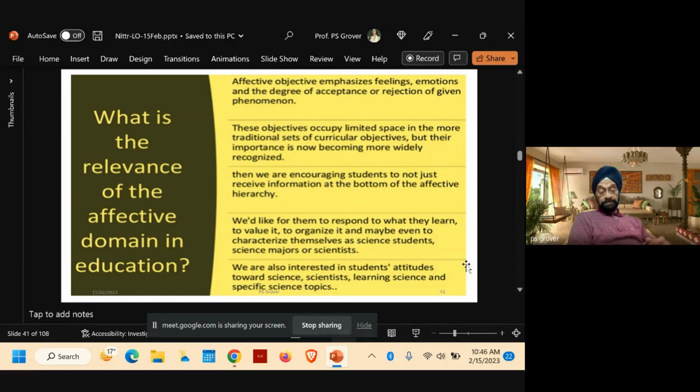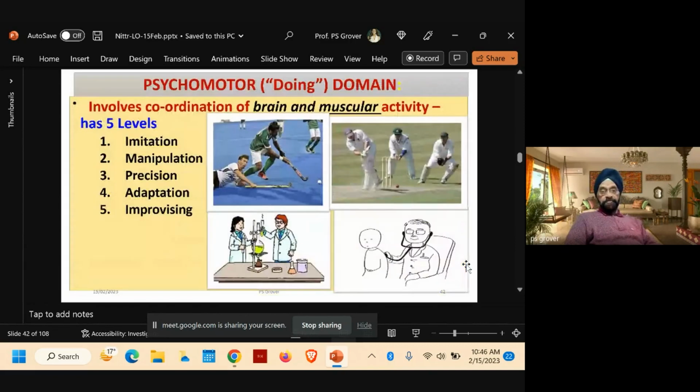So I will share a few more things with you, so that when you prepare your learning outcomes, affective domain verbs are also included. The moment you include your affective domain verbs, you are sending a signal to the teacher and to the students that ours is going to be value oriented teaching learning. Then next is the psychomotor domain. Look at sports. I'm not good at hockey. You may be good at hockey.